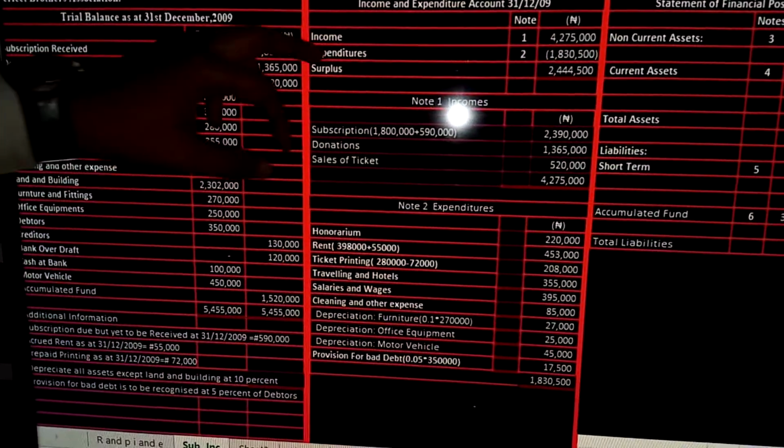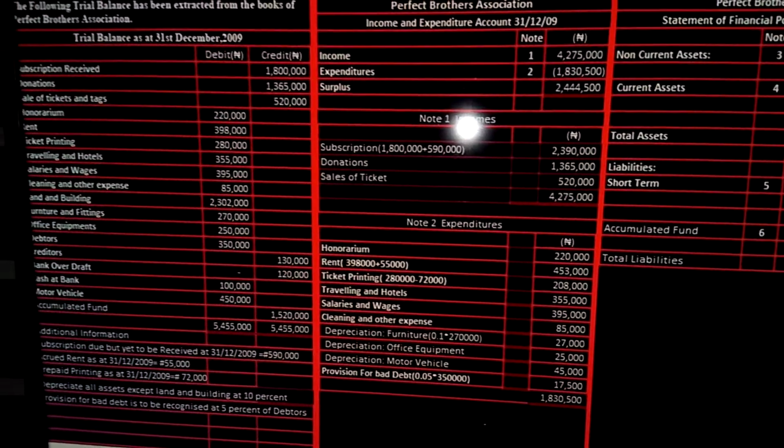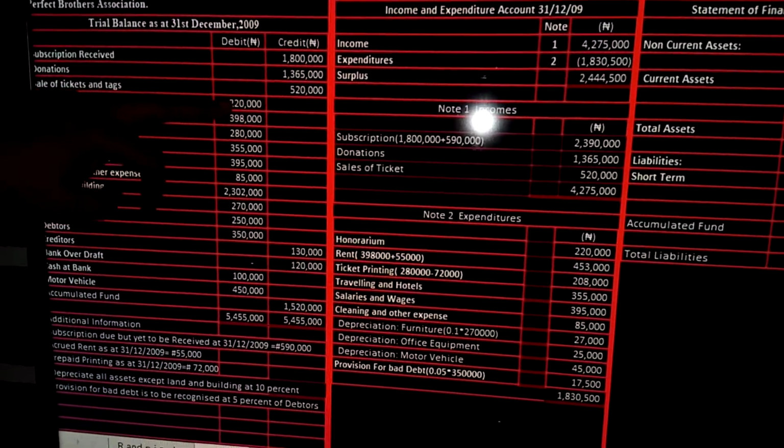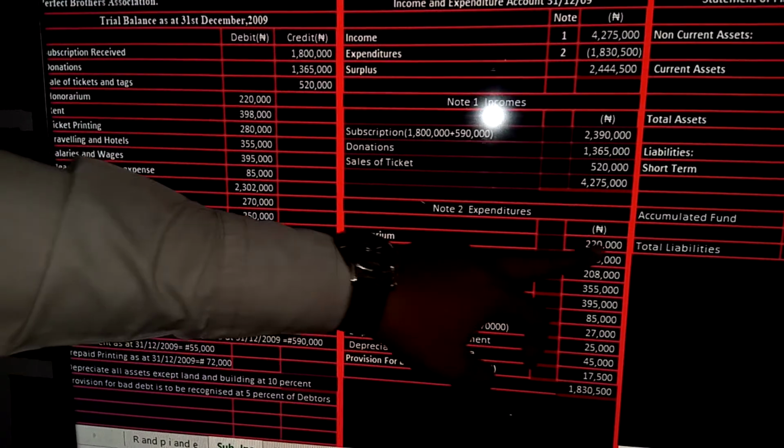The next one, we have our expenditures. What are our expenditures from the question? The first one here, we have honorarium. Is there any information on honorarium? No. So we pick it straight, 220,000.